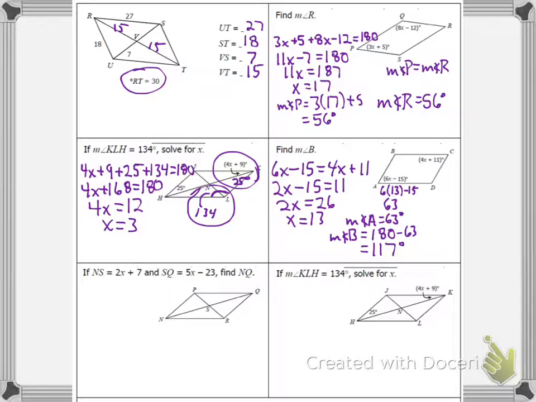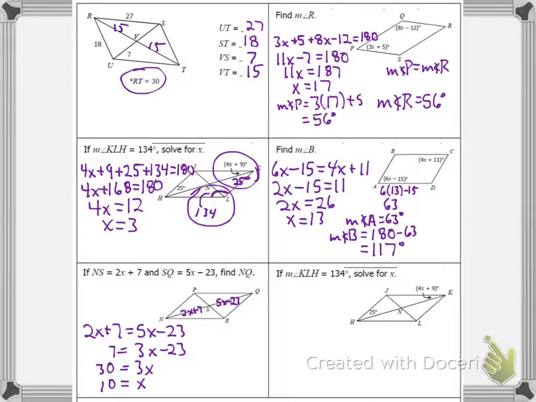Next, we have that NS is 2x plus 7. SQ is 5x minus 23. Diagonals bisect each other, so we can set those equal to one another. Subtract 2x, we get 3x minus 23 equals 7. 3x equals 30, and x equals 10.